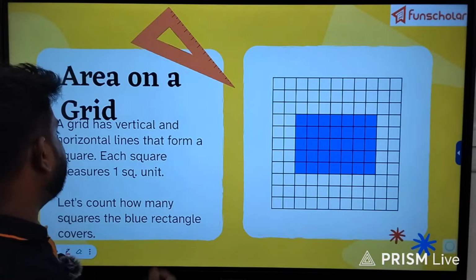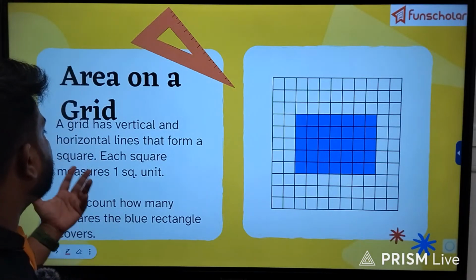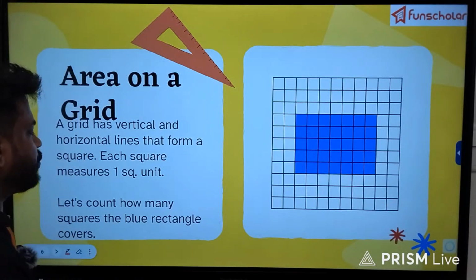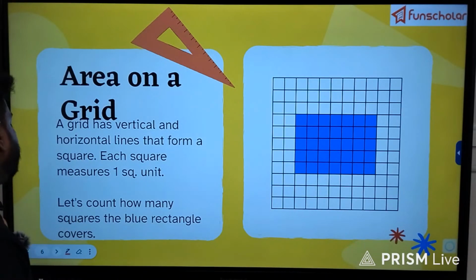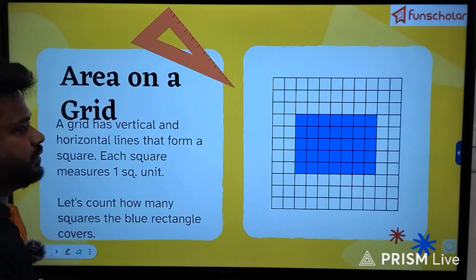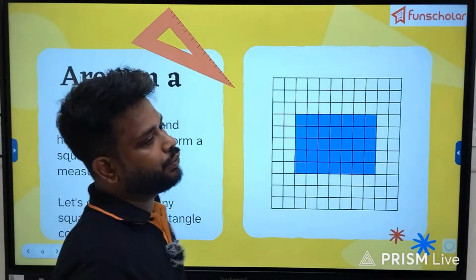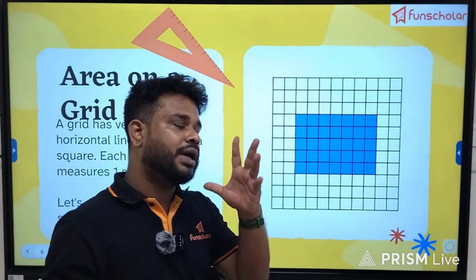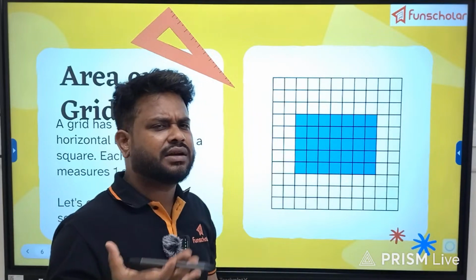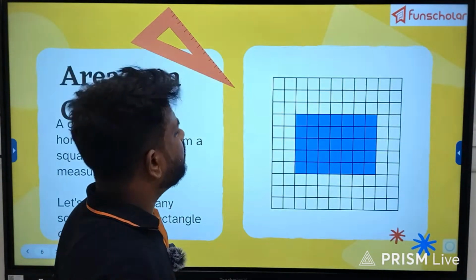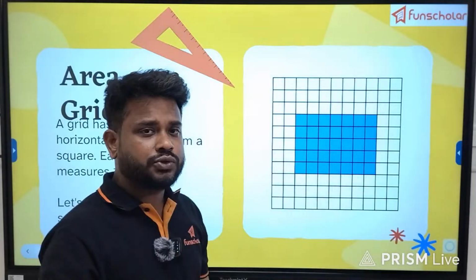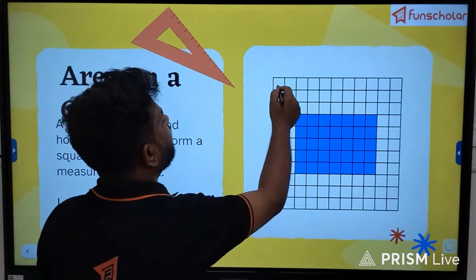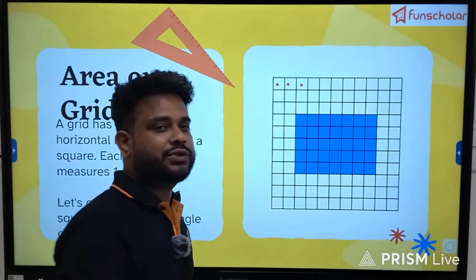Next, area on a grid. A grid has vertical and horizontal lines that form a square. Each square measures 1 square unit. Let's count how many squares the blue rectangle covers. Talking about grids, you will have seen graph paper in your real lives also. That looks like a grid. So this is an example of a grid where all of them are squares having 1 square unit.